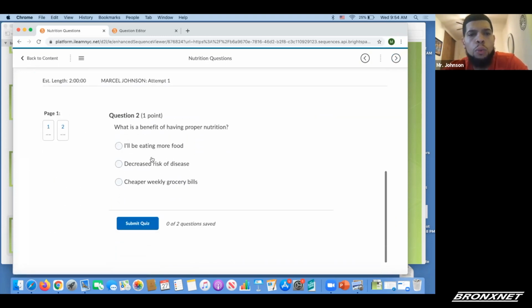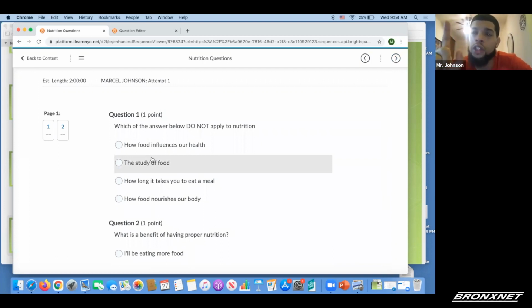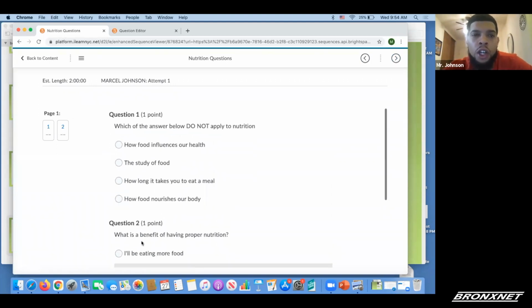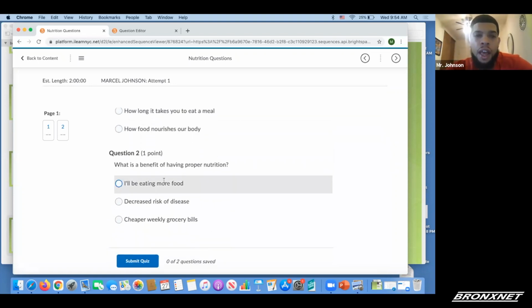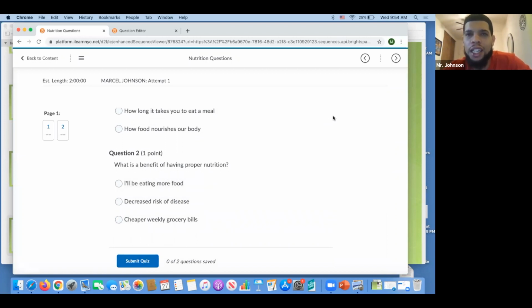And we have 2 multiple choice questions. You are going to answer one of these bullets, right? So you're answering both questions 1 and 2, but you're only selecting one answer. So question 1, which of these answers below do not apply to nutrition, right? So you're going to read through these. Whichever you think does not apply to nutrition, you click, and that will be your answer. Same thing for question 2. What is a benefit of having proper nutrition? Whichever answer you feel is best, you're going to select, and then you do submit quiz. Once you're done, I'll be waiting for you to finish.